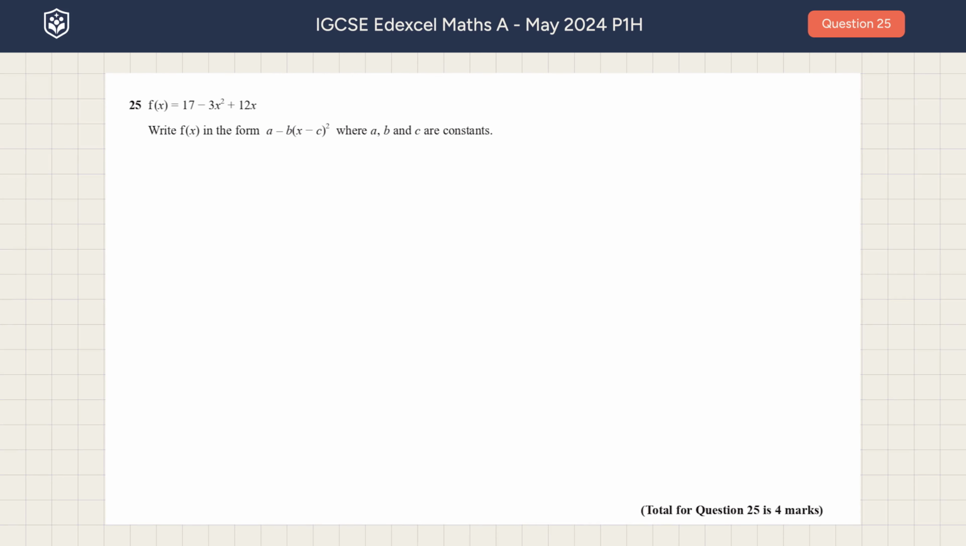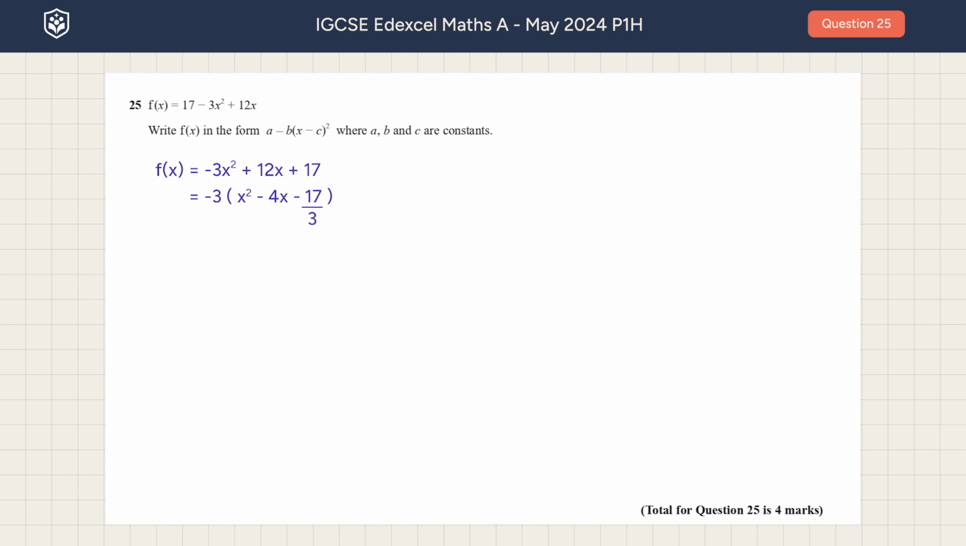Lastly, for question 25, we are given the function f of x equals 17 minus 3x squared plus 12x, and we want it in the form a minus b times (x minus c) squared, where a, b and c are constants. So the question is asking us to convert the function into completed square form. Let's start by rewriting the equation to negative 3x squared plus 12x plus 17. So first, we begin by factorizing minus 3 from the entire equation.